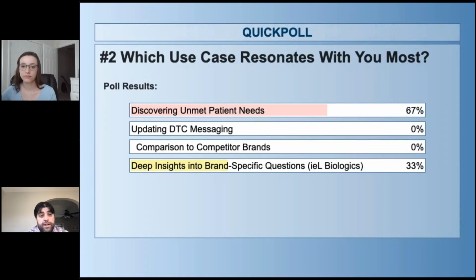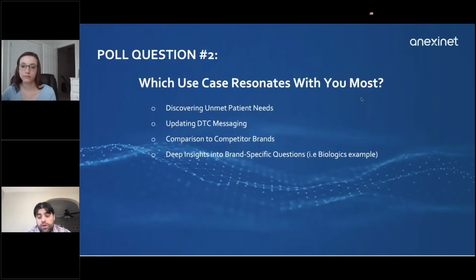So we've got actually pretty clear results here. The #1 use case was discovering unmet patient needs, which is great. And so we'll move on to the next slide. But what's important to understand is these are 4 potential use cases for using this data, but there's more than just this, and that's actually where we're going to go next. Is just highlight a handful of others.